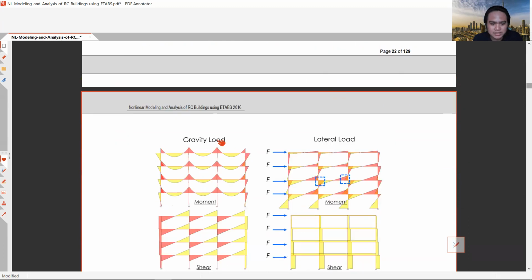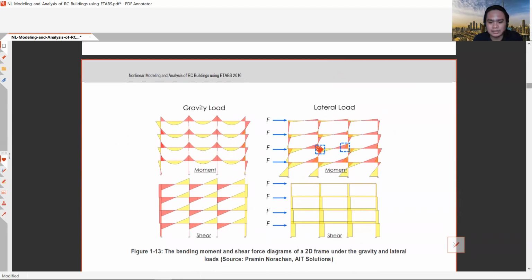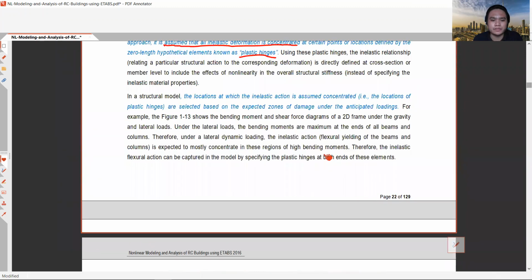So as we can see, these are the gravity loads and these are the lateral loads. So ito yung shear and moment diagram. Okay, so for a 2D frame, therefore, under lateral dynamic loading, the inelastic action or flexural yielding of the beams is expected to mostly concentrate in these regions of high bending moment. So therefore, the inelastic action can be captured in the model by specifying the plastic hinges at both ends of these elements.